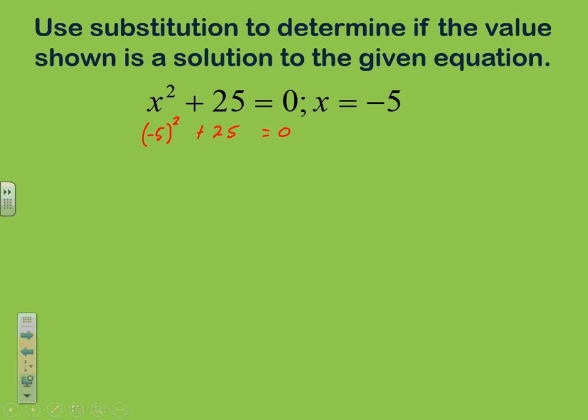Well, negative 5 squared is negative 5 times negative 5. So that is going to give me a positive 25 plus another 25 here to be equal to 0. Well, on the left side, 25 and 25 is 50. And 50 does not equal 0. So in this case, we would say no, negative 5 is not a solution.